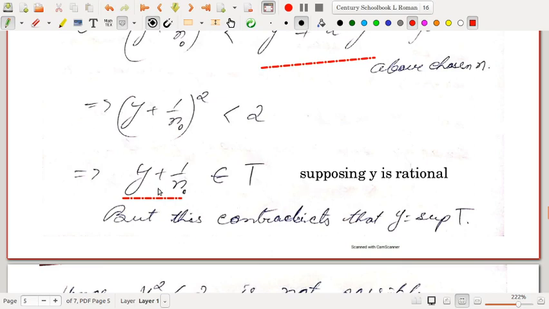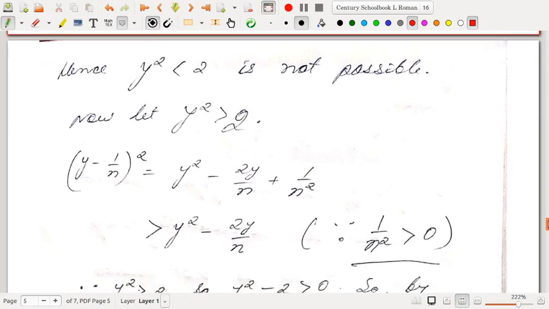so we get an element inside T which is strictly greater than y. But what was y? y was the least upper bound. So y is the least upper bound of T, so y is an upper bound of T, but here we have got an element of T which is strictly greater than y. So this contradicts the fact that y is an upper bound, right? So this cannot happen. y square less than 2 is not possible.